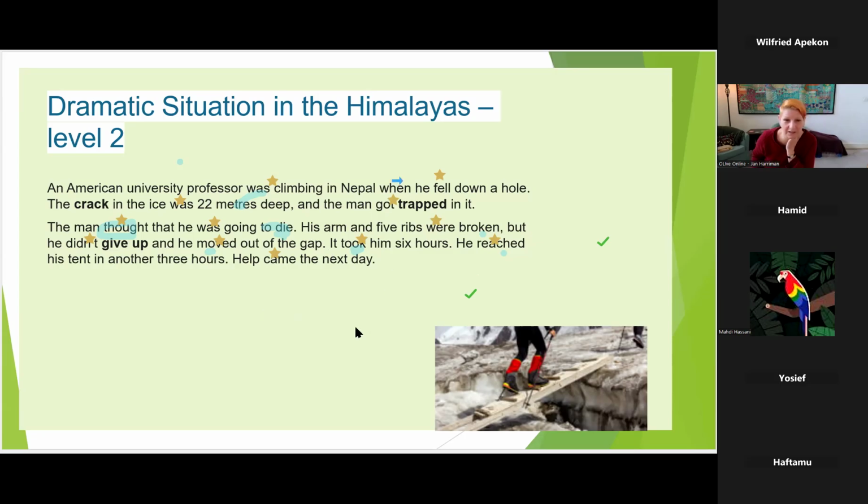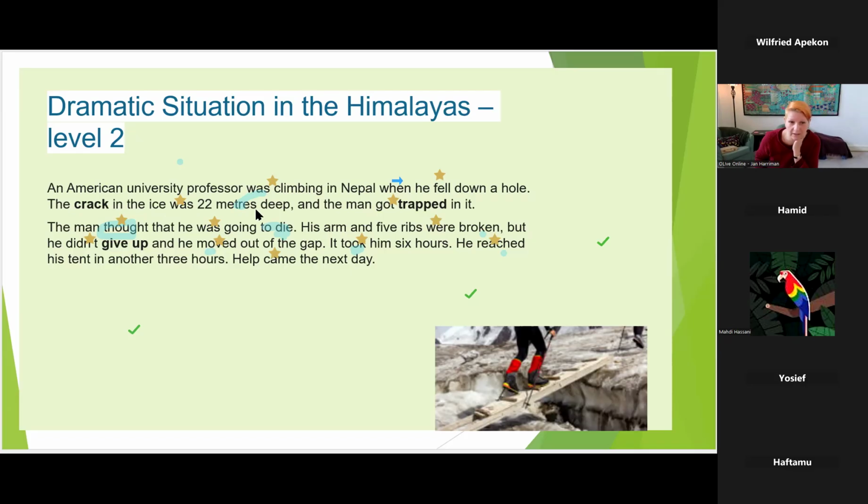Now, this is a time conjunction. An American university professor was climbing in Nepal. That could be a sentence on its own, but we're going to talk about what happened while. And so when he was climbing in Nepal, he what? He fell down a hole. We've stuck those two sentences together. You could remember in the first version, he was climbing in Nepal, he fell down a hole. So now we have tied them together with this linking word. What links these two ideas? That's when he fell down the hole.